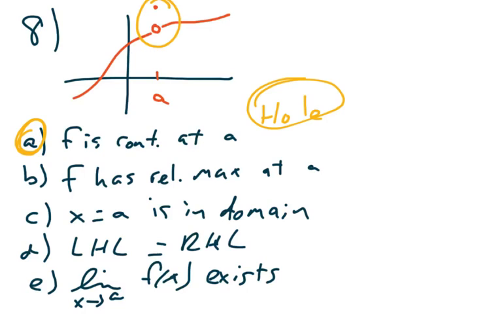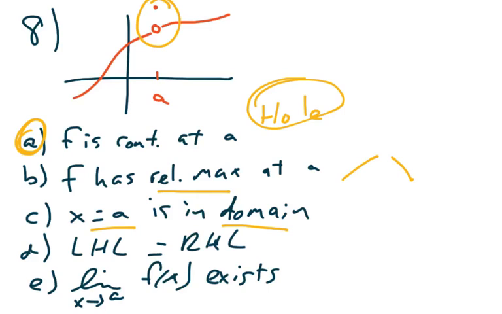Okay, but let's just kind of go through the other options as well. B says f has a relative max at a. Well, in order to have a relative max, you need to go from a positive slope to a negative slope. That's not what's happening in the graph. That graph is continually increasing. So since we don't have that change in slope, we can't have a relative max. Part C, x equals a is in the domain.